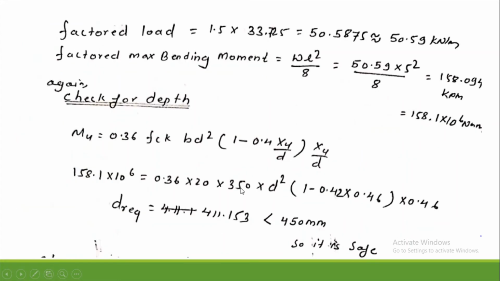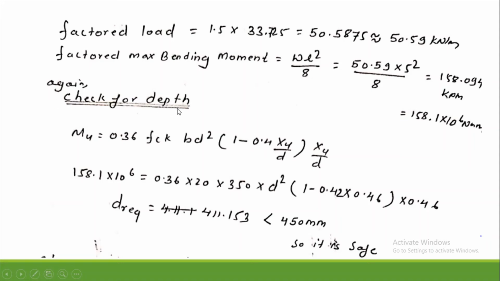Okay, for factored load we have to multiply 1.5 into the total load, then we are getting 50.5875, and if we round up, we get 50.59 kilonewton per meter. For factored maximum bending moment, I have already told you it is the UDL moment. So for UDL moments, our maximum moment is W L square by 8. By calculating this value, we are getting 158.1 into 10 power 6 Newton mm.